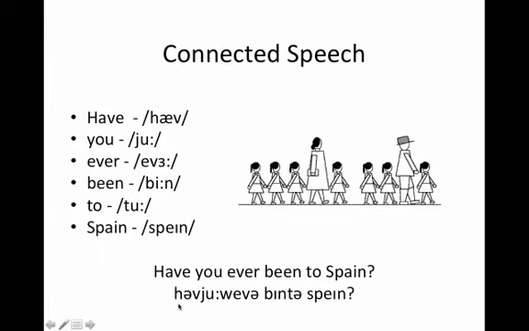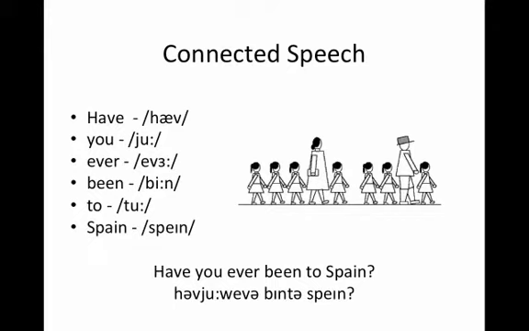If you look at the way that we write how this sounds with the phonemic chart, you can see that there are some changes. We don't say have, we say have. Not ever, but ever. Not been, but been. Not to, but to. So you can see what happens when we put these words together, and the words in between, these little ones, they become quite weak. So using the phonemic chart to practice pronunciation of connected speech is a really, really good technique that it would be fantastic to bring into our everyday language learning.